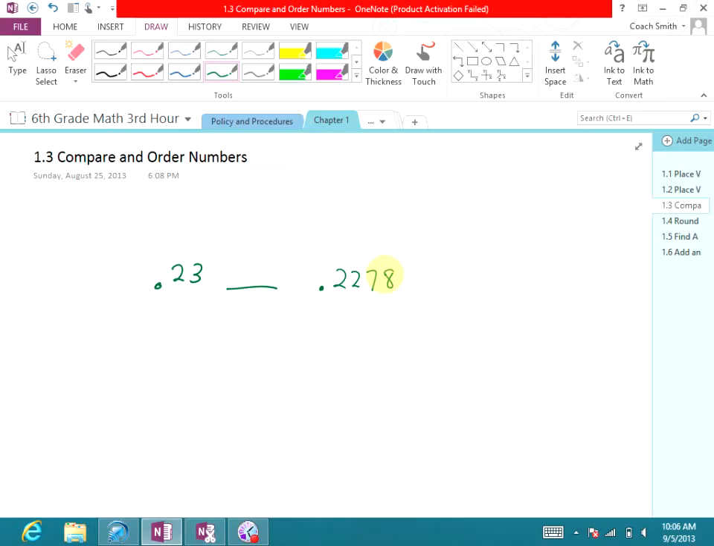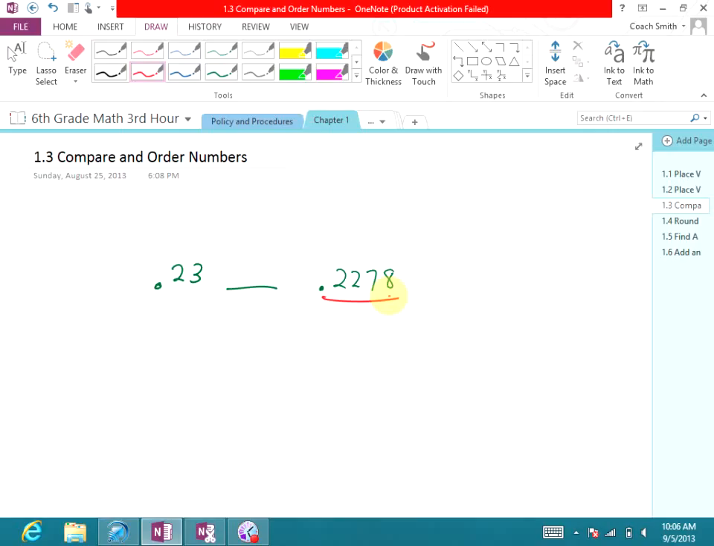A lot of times what people will assume is that this number here, 0.2278, has more digits, so therefore it's got to be bigger. That is not the case. Sometimes it is, sometimes it isn't. It has nothing to do with the amount of digits a number has when we're talking about decimals. When you're talking about whole numbers, yes, the more digits it has, obviously the bigger the number is. But we're not talking in this particular example about whole numbers.